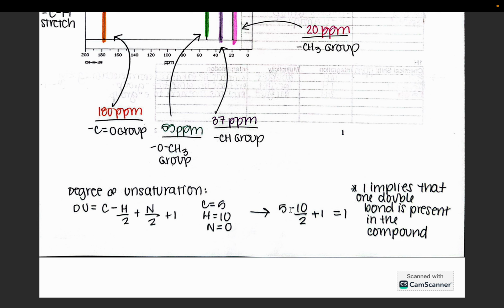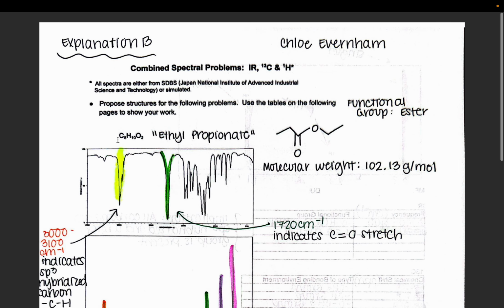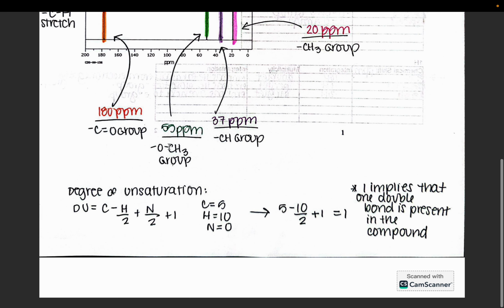Something to add is when we do these things, we have to find the degree of unsaturation. So in order to do that, we plug in our formula. We see our carbons. We have 5 carbons because we go back up to the formula here. We see that we have 5 carbons, 10 hydrogens, 0 nitrogen. Plug in, and the 1 will imply that we only have 1 double bond present within our compound.